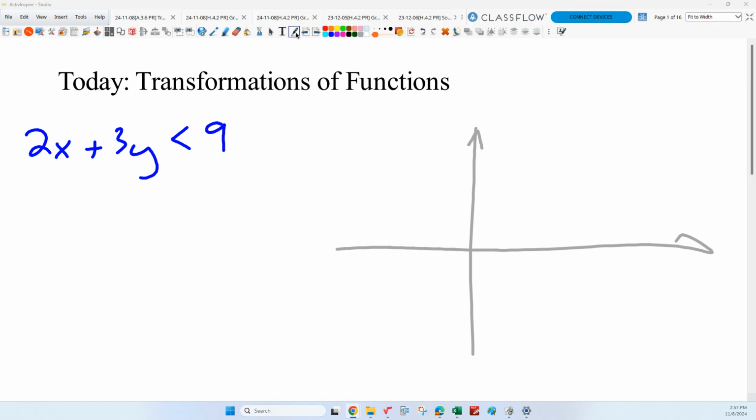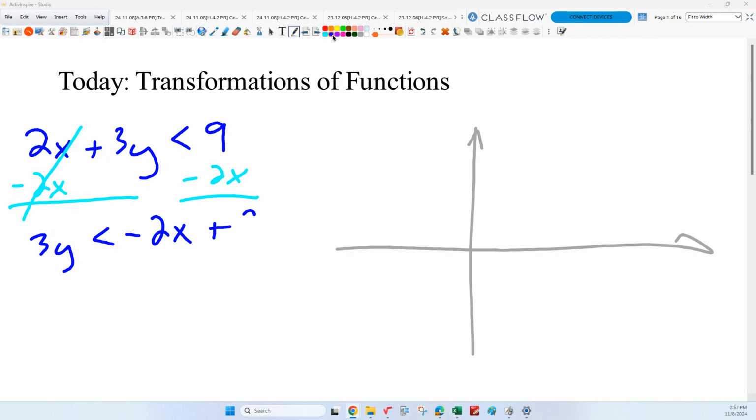So what do we do first? I want you guys to graph it. What are you going to do? Why, what form are we putting this into? Slope-intercept, so we're going to isolate the y. Good. So first thing we would do is subtract 2x from both sides. Good. And that gives us 3y is less than, those are not like terms, so I'll just keep them separate, negative 2x plus 9. Now what? Divide by 3.